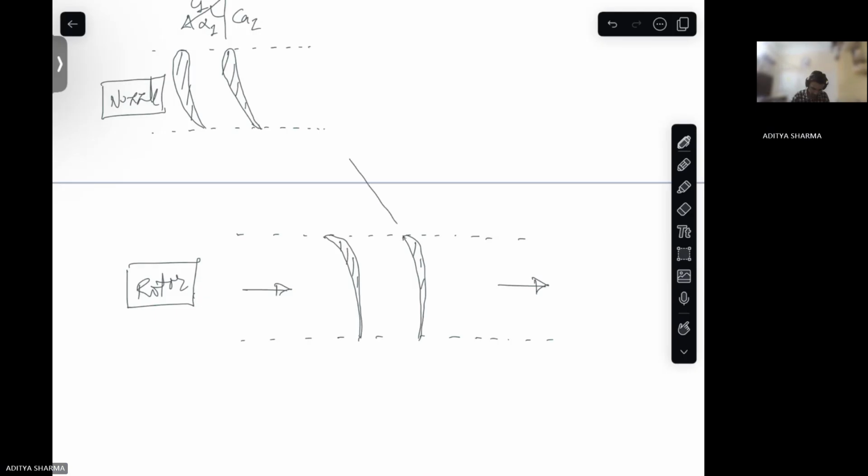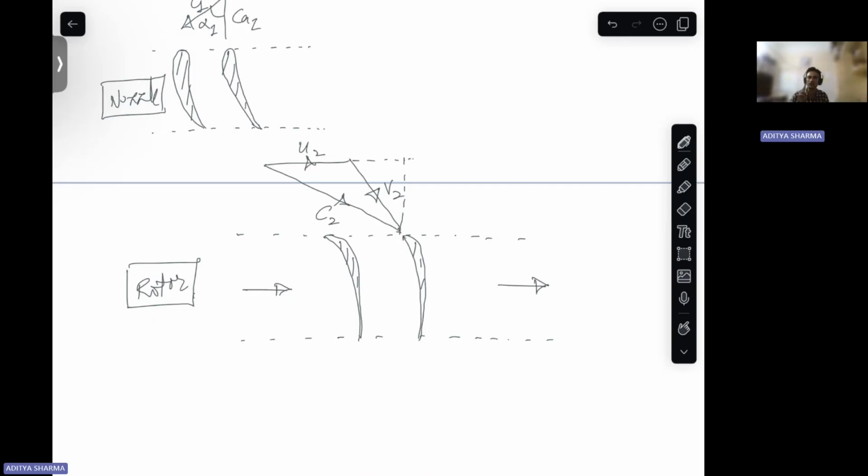Then this is your relative velocity. Okay, this is your blade velocity. And this is your absolute velocity. This is C2. This is V2. This is U2. Okay? It is like this. This is your axial velocity. So axial velocity is the component of your C2 in the axial direction.